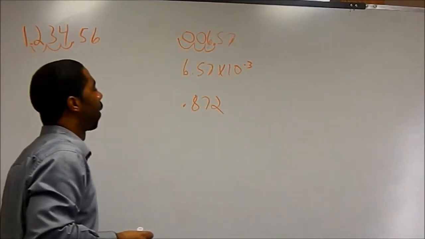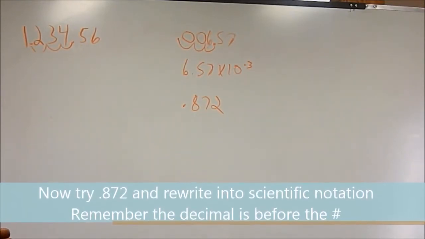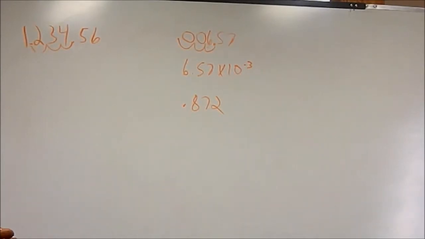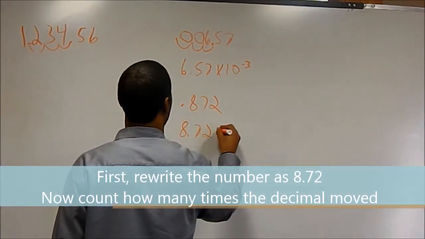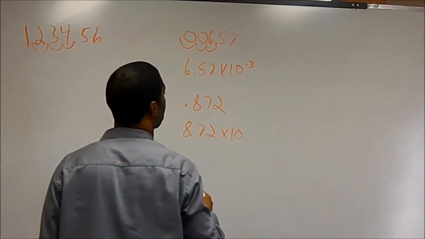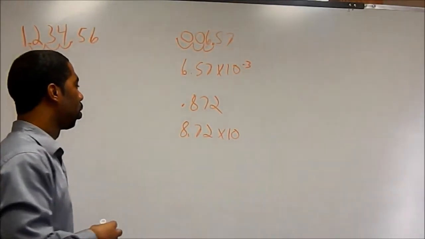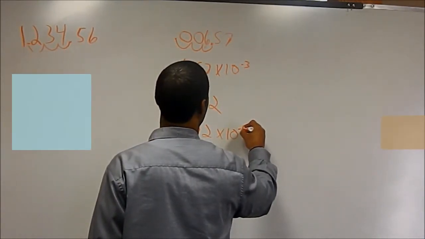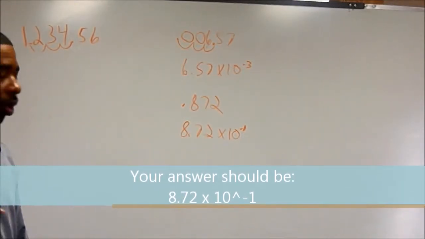0.872. How would I write that in scientific notation? It'll be 8.72 times 10 to the negative first power. That's correct. Do we get that? Okay.